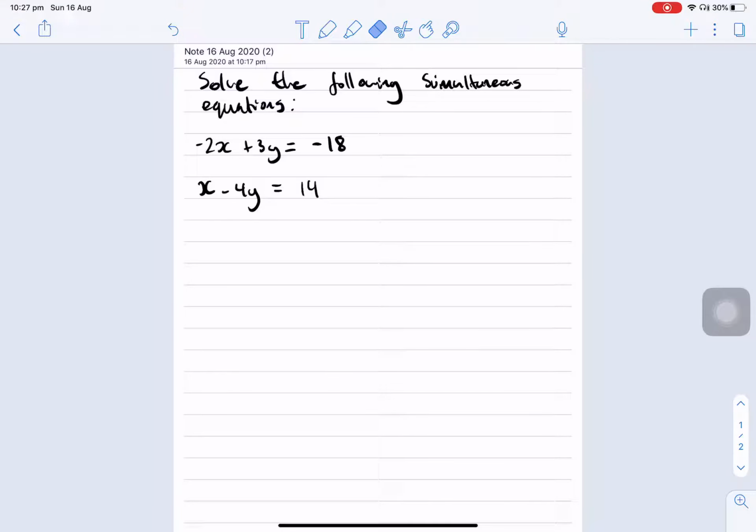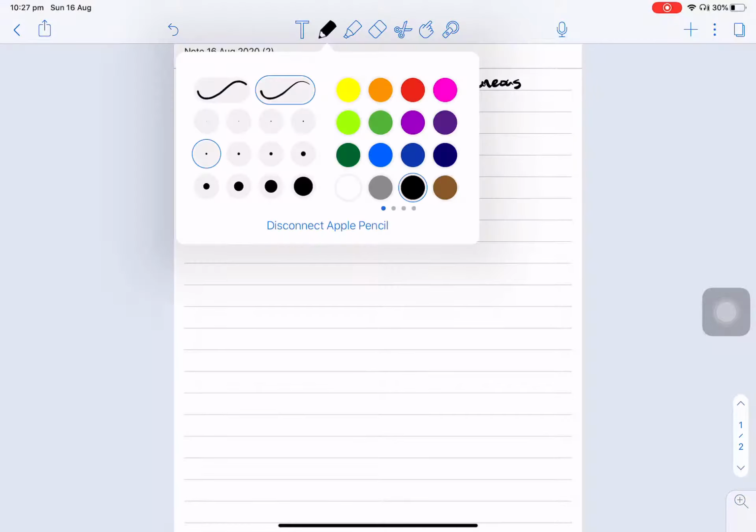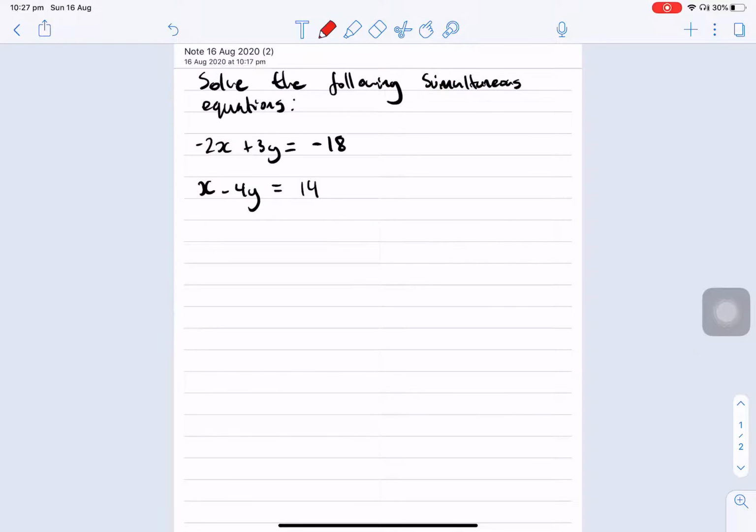Hi guys, we're looking at simultaneous equations again. This time we are looking at solving using the substitution method. The question asks us to solve the following simultaneous equations. We'll label our equations. The first one is minus 2x plus 3y equals 18. Call that equation 1. And x minus 4y equals 14. We'll call that equation 2.